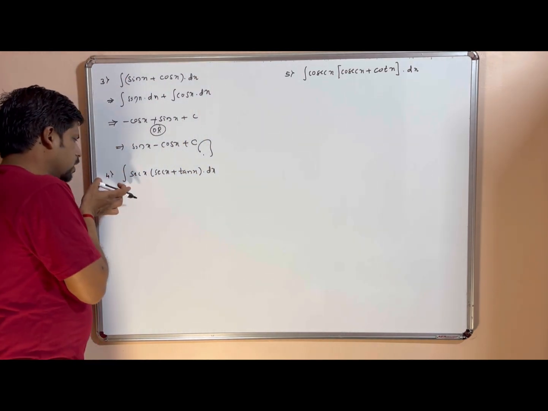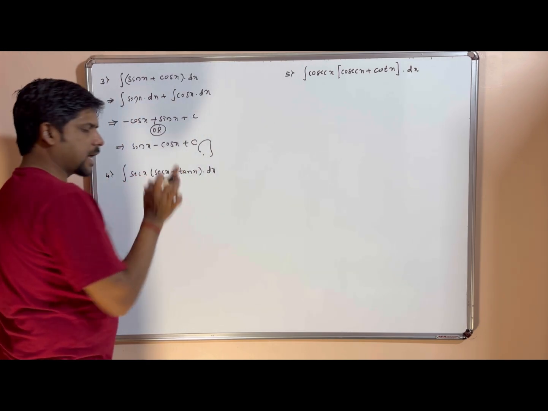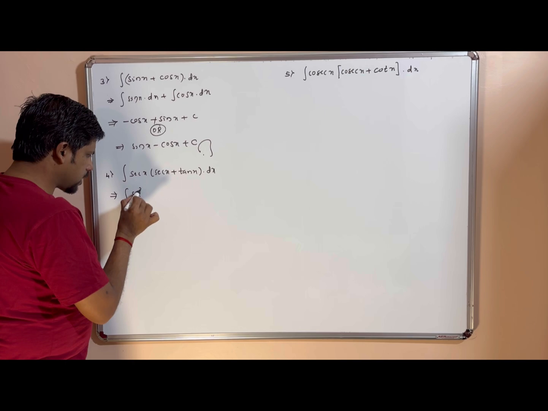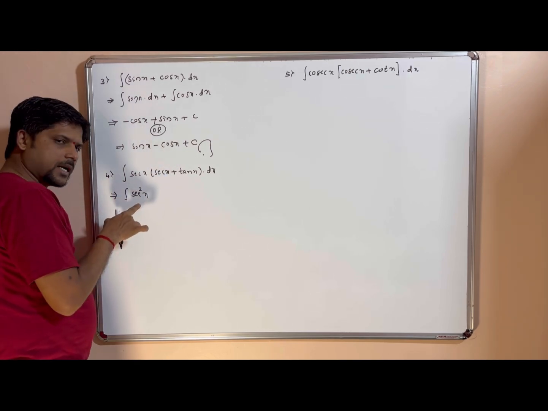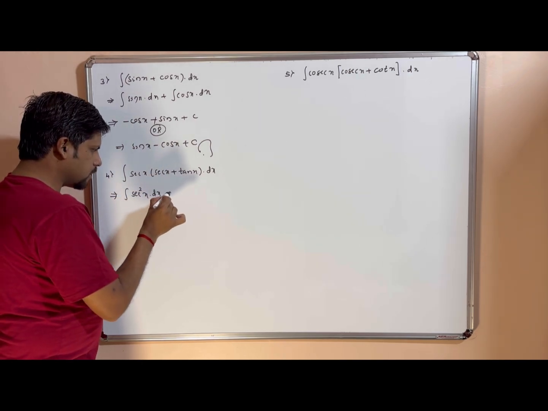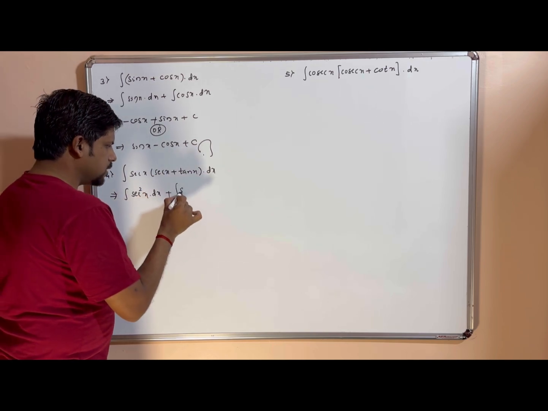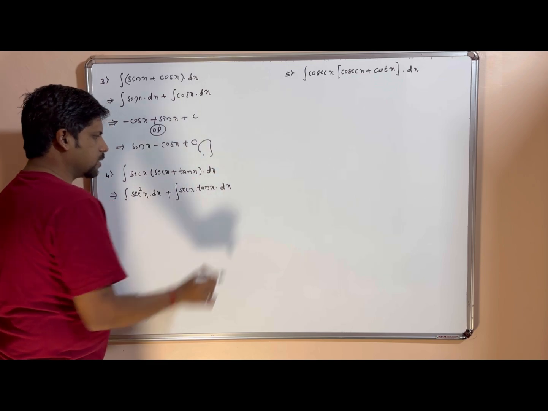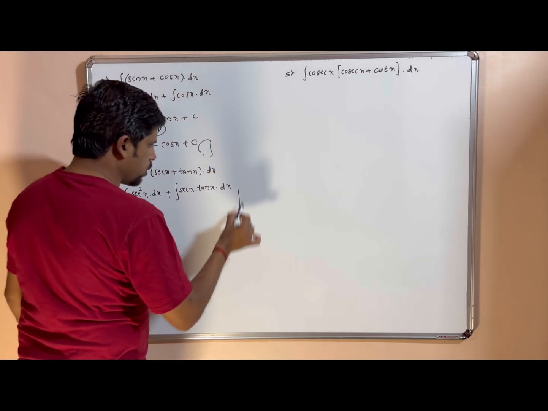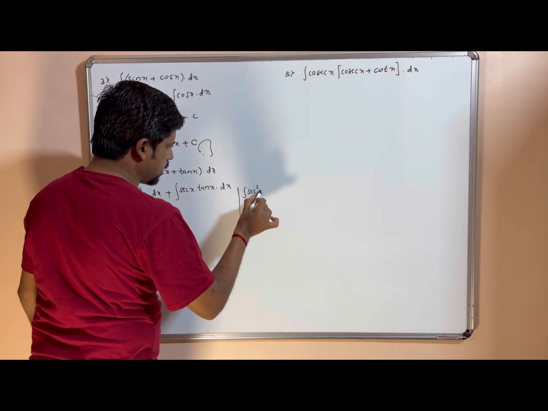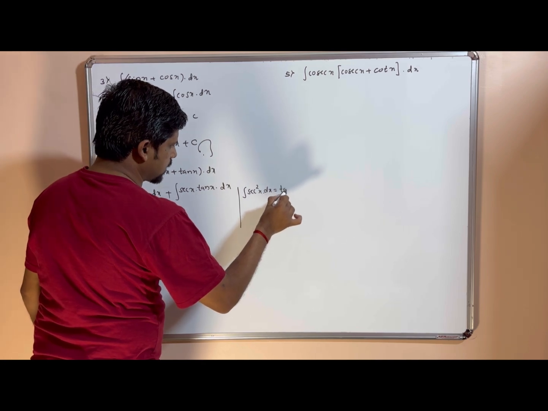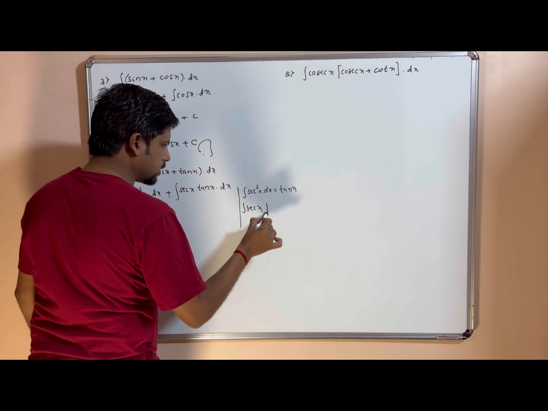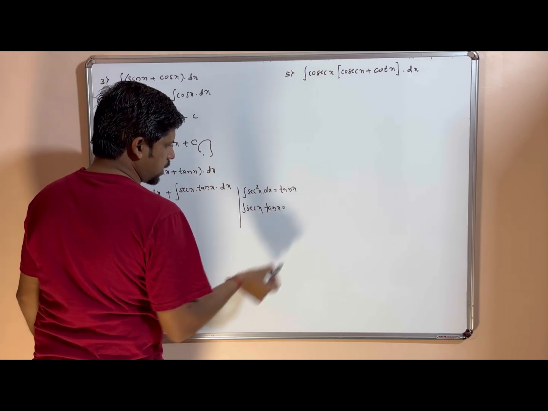Right. Next question, integration of sec x into sec x plus tan x into dx. Removing the bracket, we are going to get sec square x, since sec x into sec x is sec square x, into dx, plus integration of sec x into tan x, that is sec x tan x, into dx. We know the formula that integration of sec square x into dx is tan x, right? And also we have the direct formula, integration of sec x into tan x is sec x.